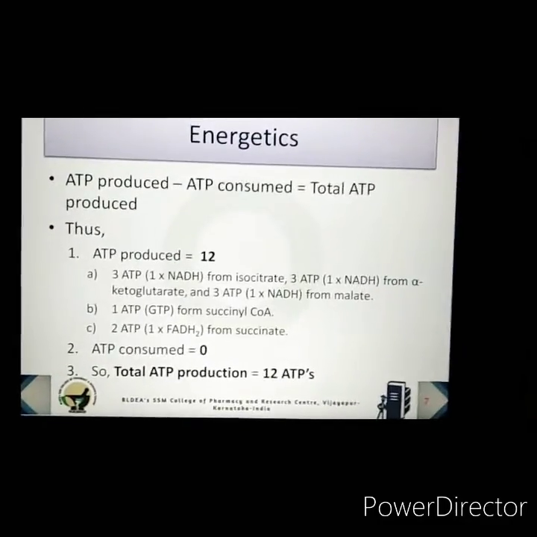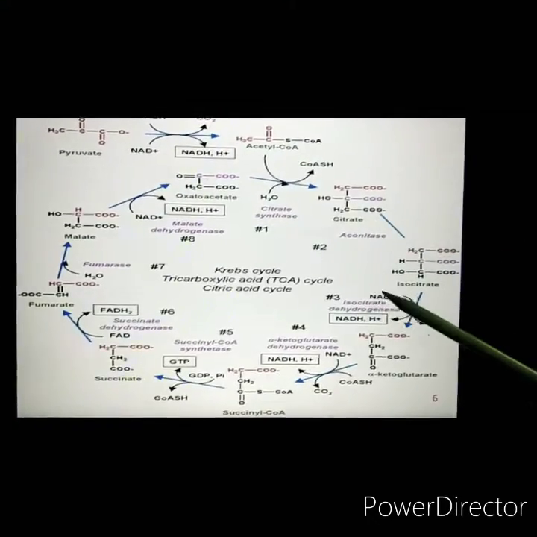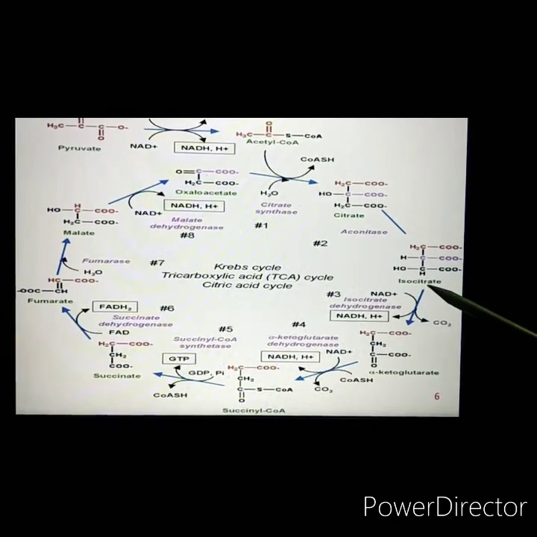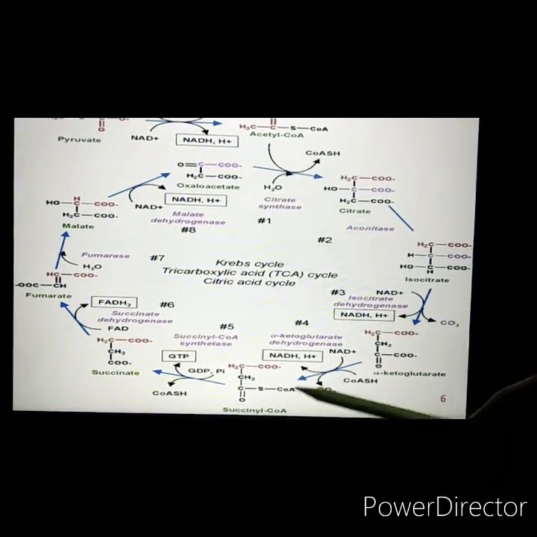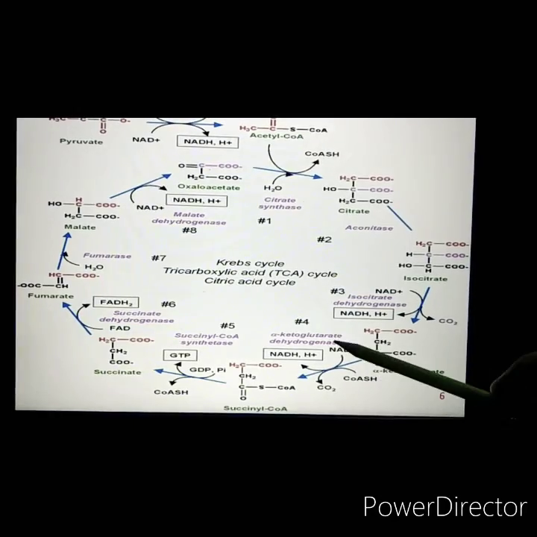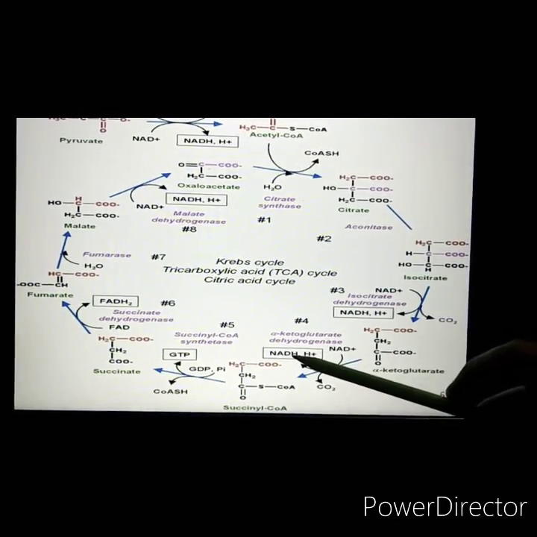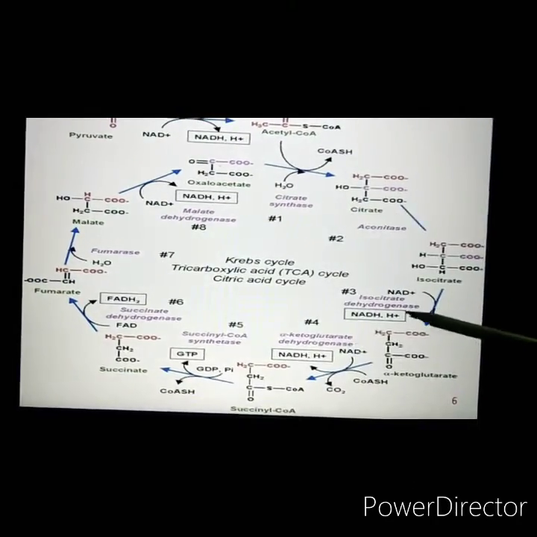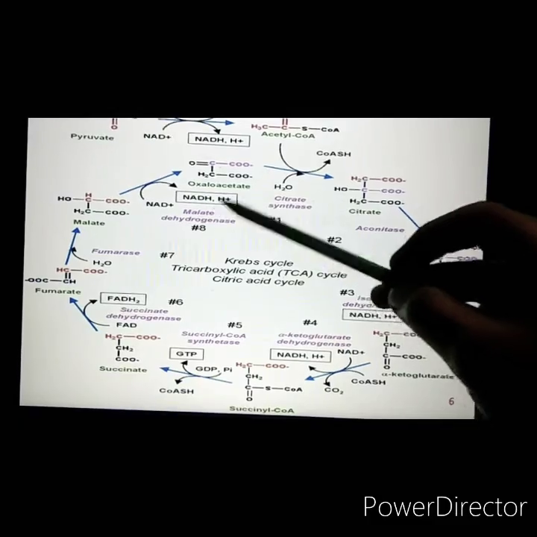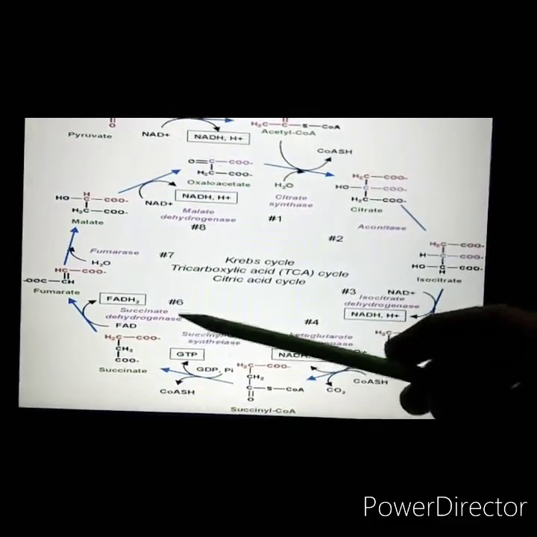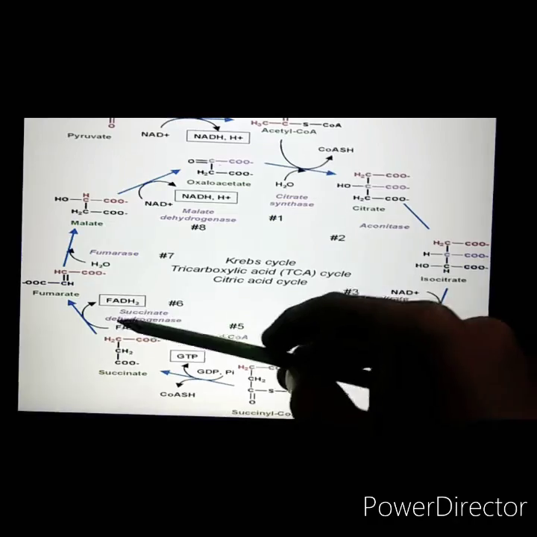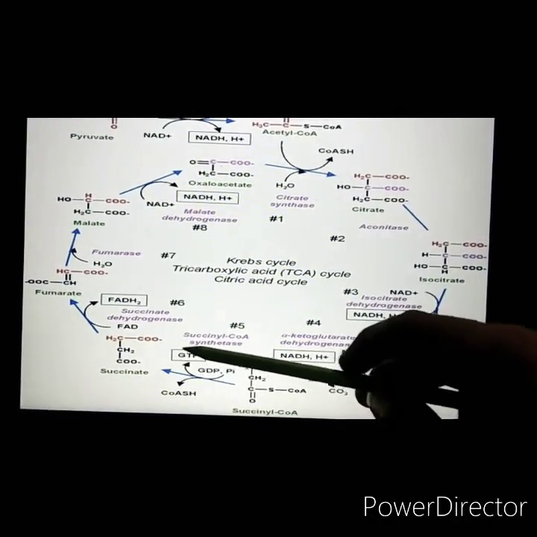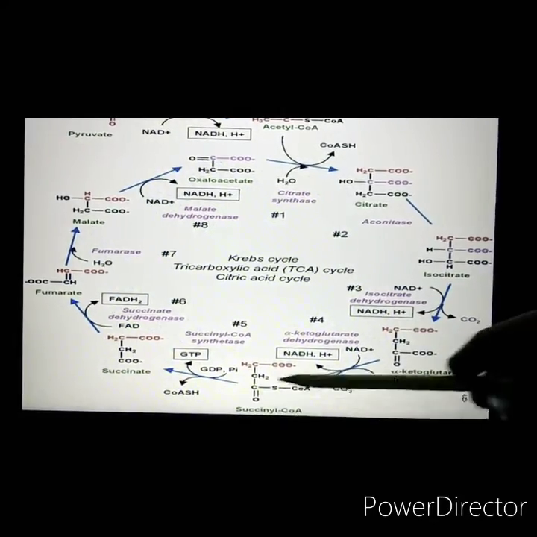Now let us see the energetics. So here you can see there is one NAD plus being converted to NADH while conversion of isocitrate to alpha ketoglutarate. The second is from alpha ketoglutarate, again another NAD plus is reduced to NADH. Third NAD plus molecule from malate. So totally 3 NAD plus being reduced to NADH. One FADH2 is produced from succinate and one is substrate level phosphorylation, that is synthesis of GTP from succinyl-CoA.